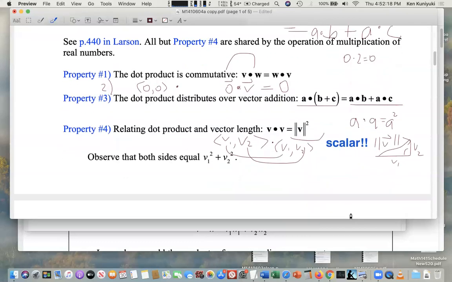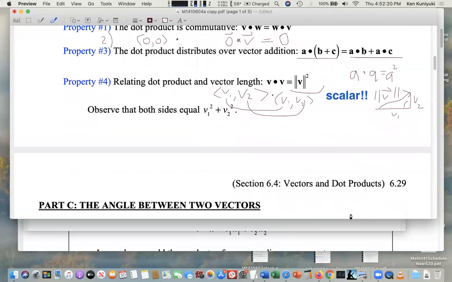All right. Next up, we're going to talk about a key application of dot products, finding the angle between two vectors. Next time.